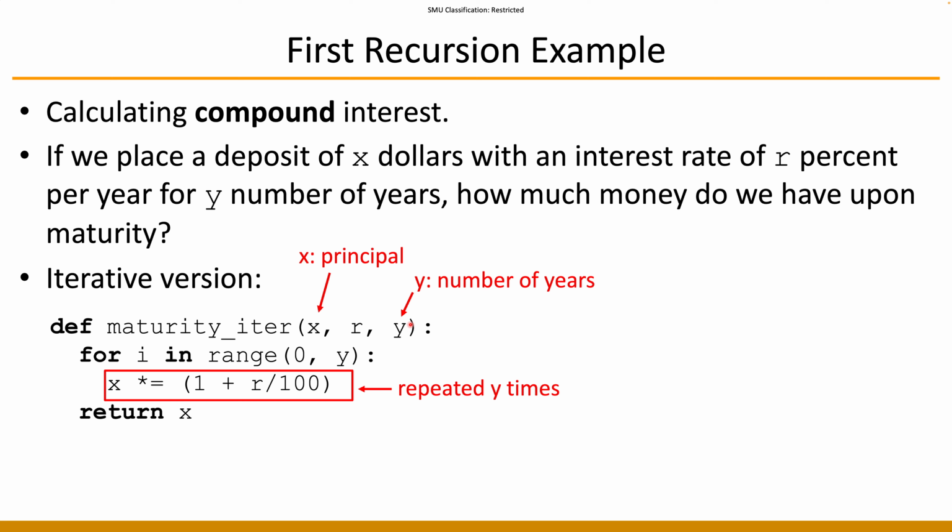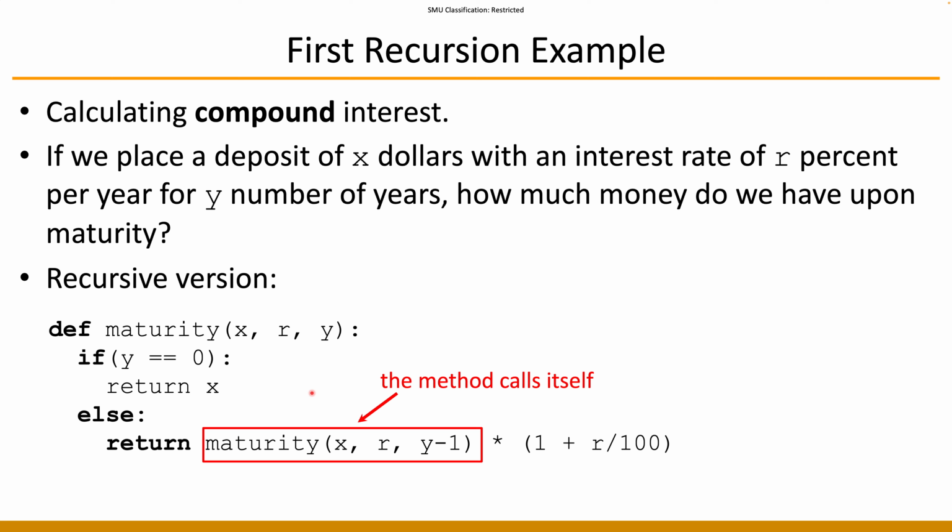So you see that what we do is that we just repeat it Y times, and for each and every year, the current amount, which is X, will be multiplied by 1 plus R over 100, right? So you repeat Y times, and that will be the total amount of money you will get at the end of your deposit period. Okay, so we can represent exactly the same computation, but this time using recursion, right? So I think the first note that you will see is this is the first sign, right?